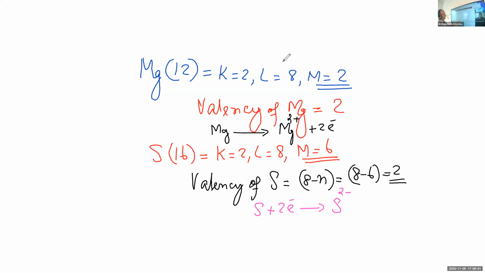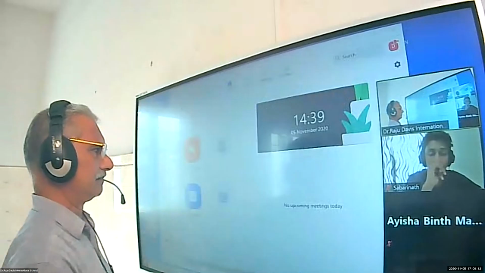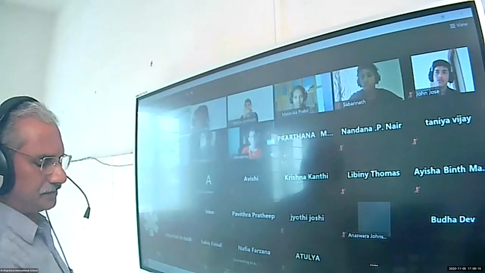So we can explain valency related to the number of electrons present in the outermost shell, and therefore the outermost shell is called the valence shell. Let us see this again.